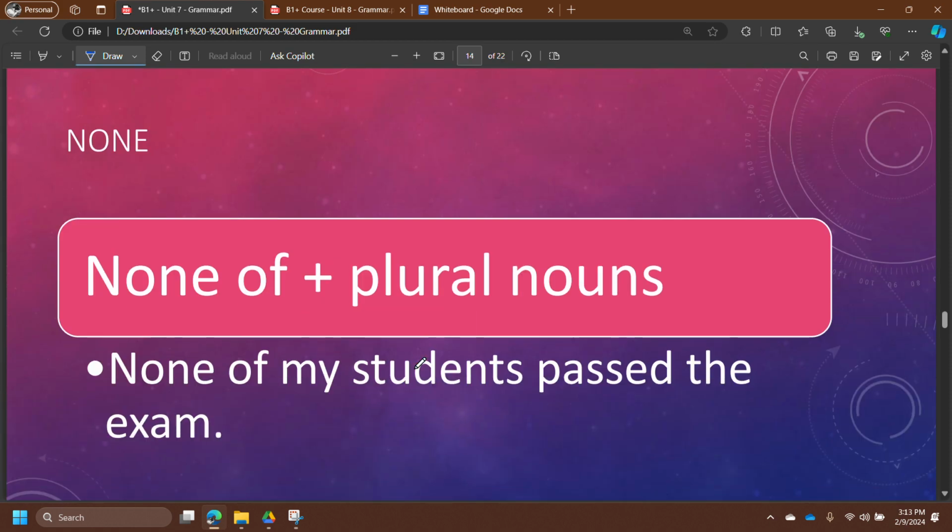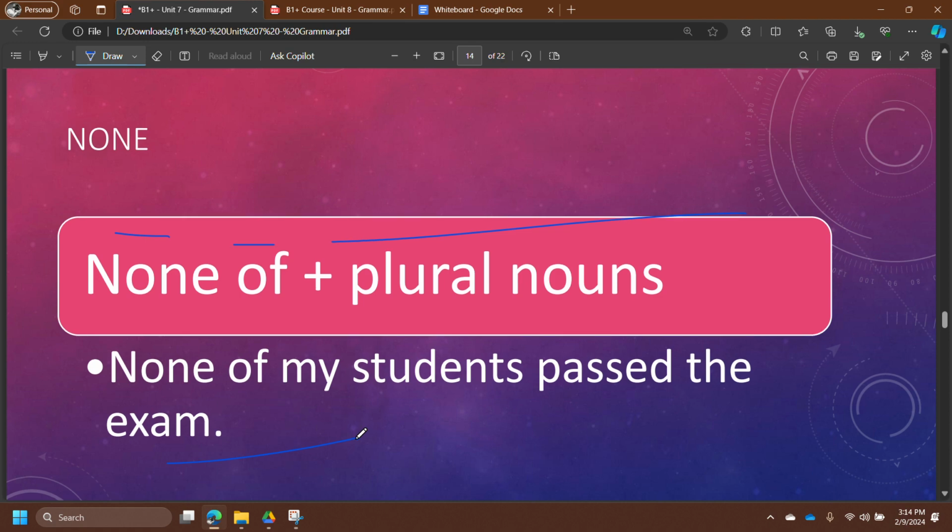And what about none? So none, guys, we normally use it in this structure, none of plus plural nouns, to again mean zero. For example, none of my students passed the exam. From a list of, let's say, 100 students, not even one of them passed. So I'm going to say none of my students passed the exam.